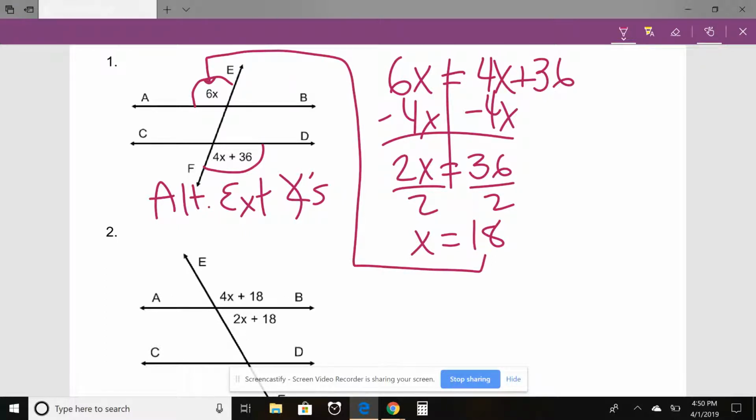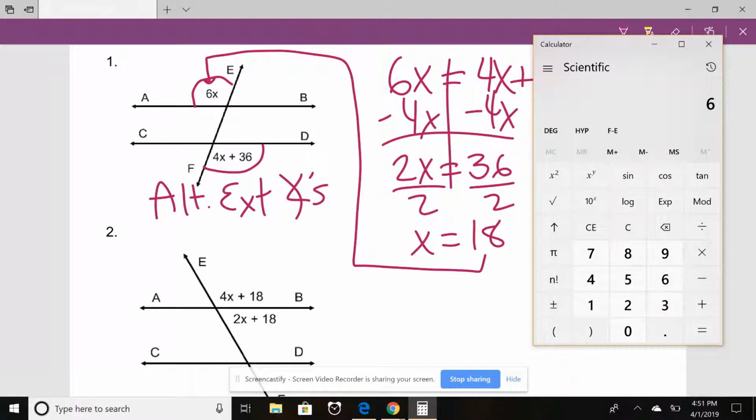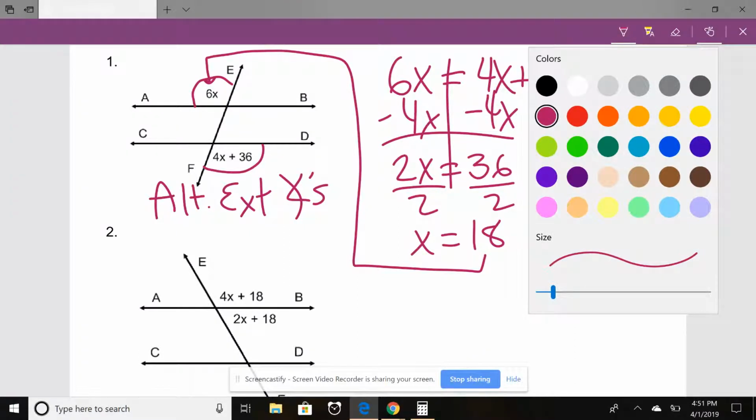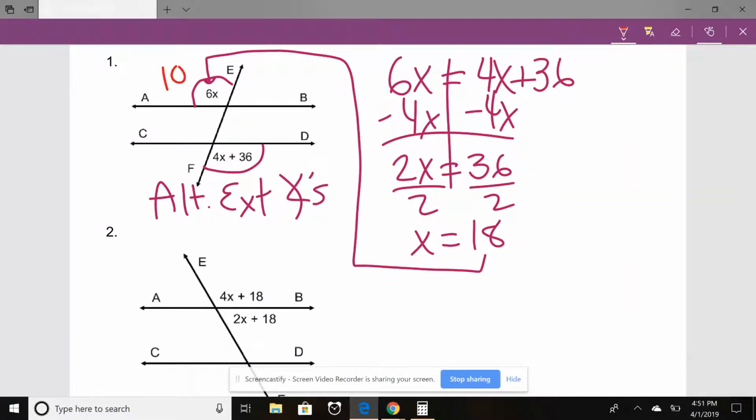So 6 times 18. 6 times 18 is 108. So that means this angle measure is 108 degrees. That means this is also 108 degrees because they are congruent. That means the other obtuse angles are also 108.